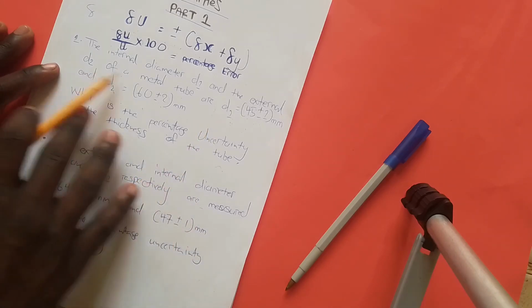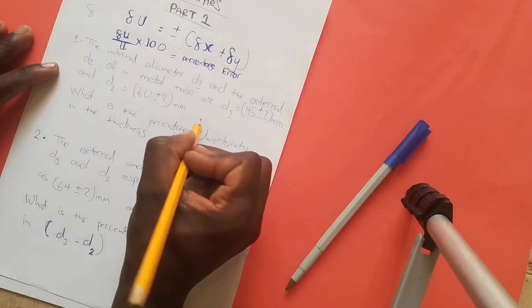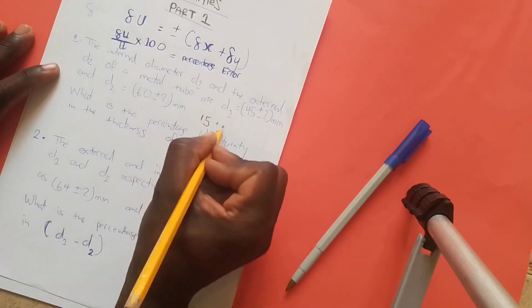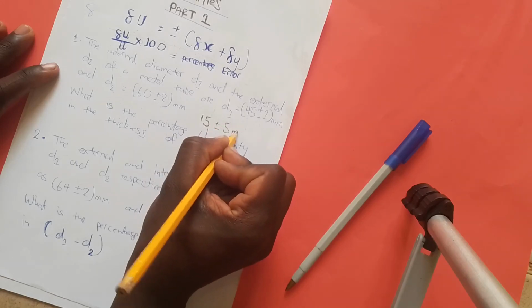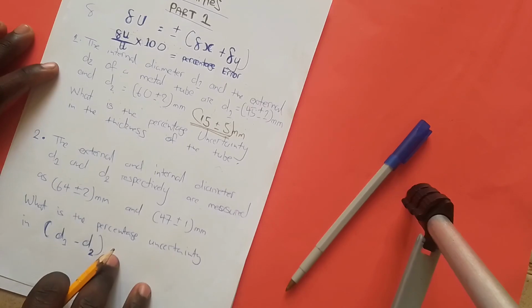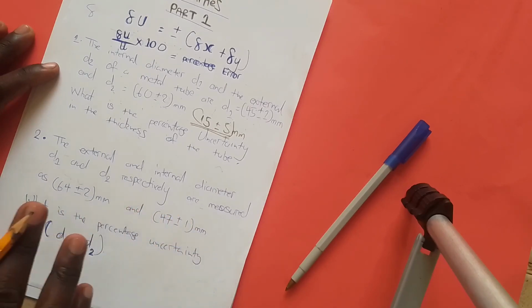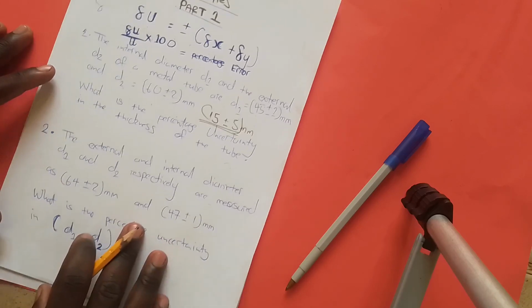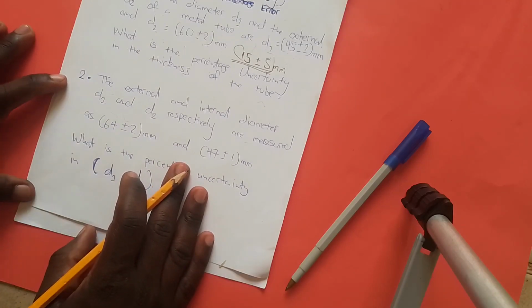So the solution for question 1 is very simple: 15 plus or minus 3 millimeters. This is the thickness of the tube. You're done with the physics. Now we want to move on to question 2.